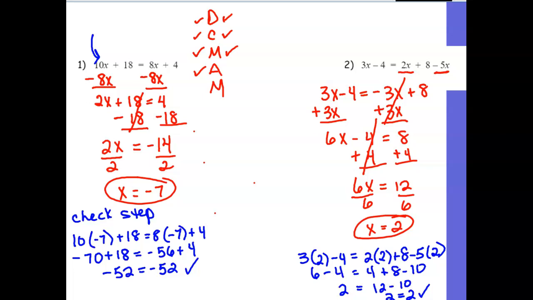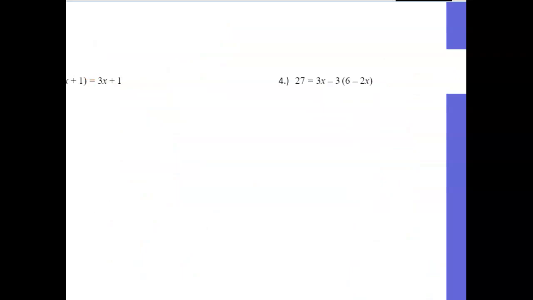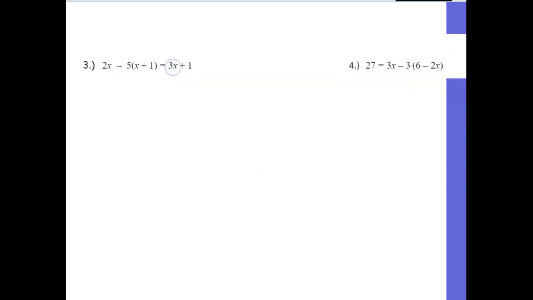Okay, so I highly recommend doing the check step for all of the problems that you're doing, especially on a test. But for purposes of time in this video, I'm going to go forward and do the next few examples, okay? But we're not going to be showing the check step per se, okay? All right, looking at number 3, again, I'm going to start with DC MAM.